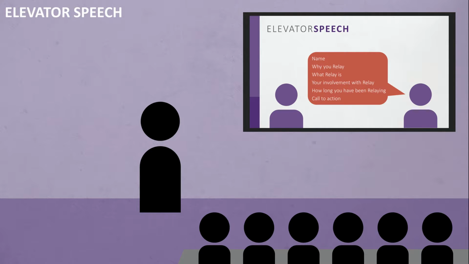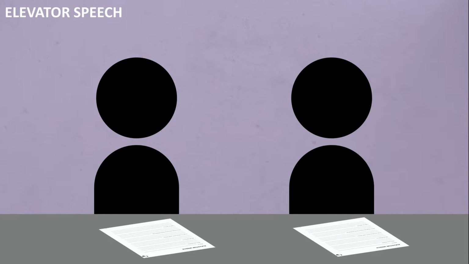Explain the components of an elevator speech. It includes your name, why you relay, what Relay is, your involvement with Relay, how long you've been relaying, and a call to action. In the next activity, participants draft and practice their elevator speeches to feel comfortable making the ask. First, allow 3 minutes for participants to draft their elevator speeches on workbook page 2.